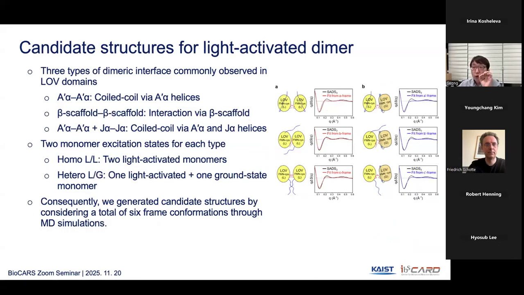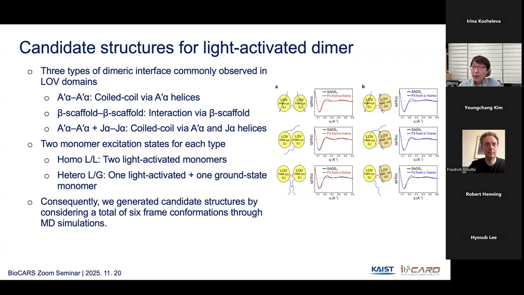So to elucidate the structure of I3, we explore the possible structures for the light-activated dimers. We consider three types of dimeric interfaces commonly observed in LOV domains. As you can see in the panel denoted as A, we look at three possible interfaces: the A-alpha helix forming a coiled coil, the beta scaffold interactions, and a combination where both A-alpha and J-alpha helices form coiled-coil structures, as shown in the three rows.